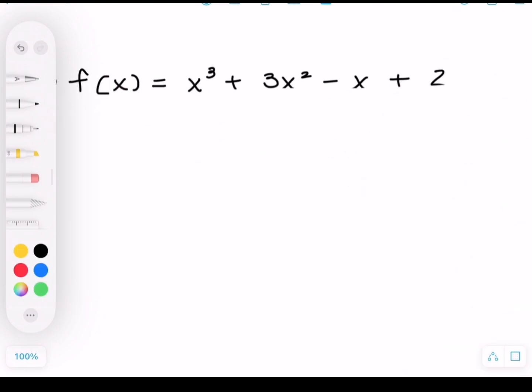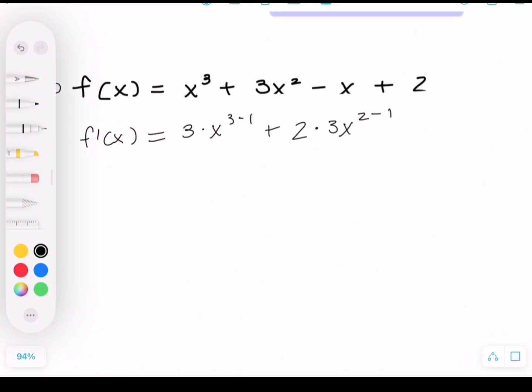So we will solve for the basic rules this time. So f prime of x. So what we'll be doing is we will be using the power rule. So multiply the exponents of x to x cubed. Then subtract the exponent with 1, plus the same process for this. You multiply the exponent by the given. So 3x squared, then also subtract the exponent by 1.